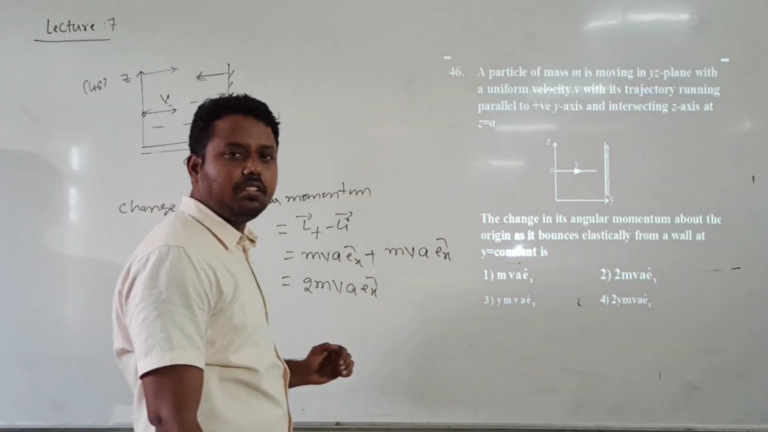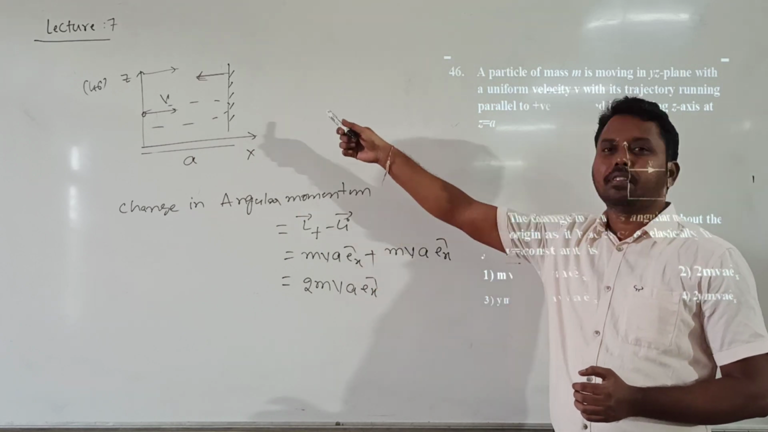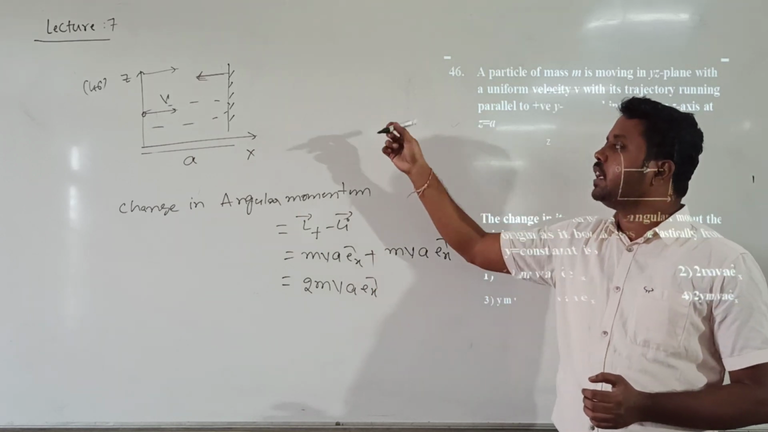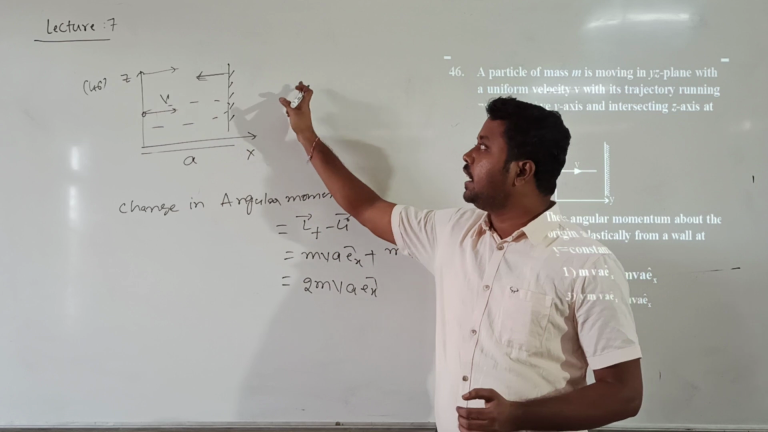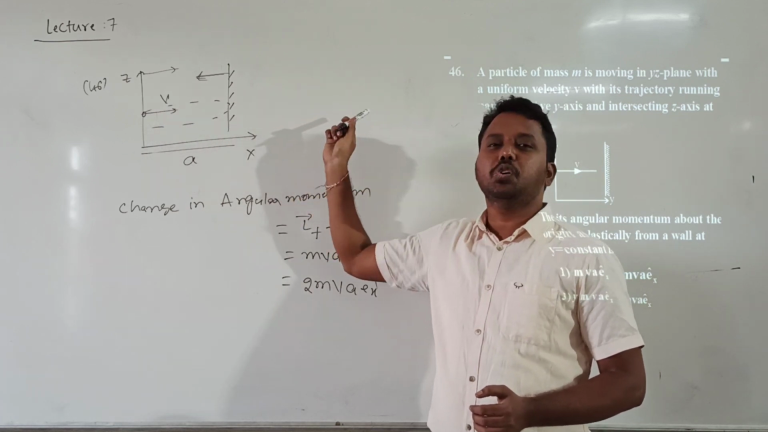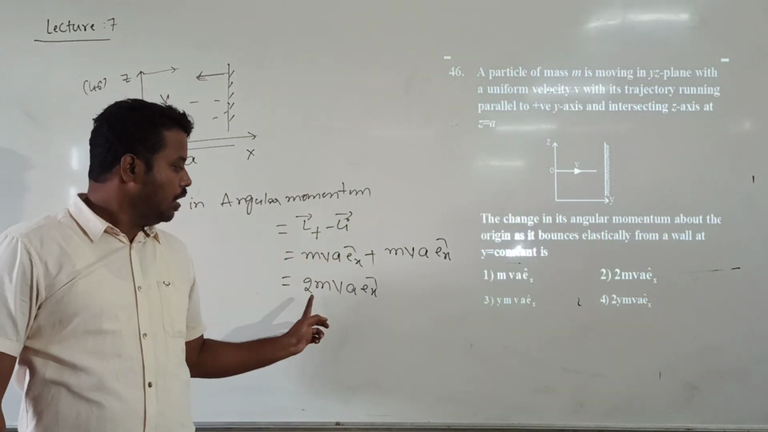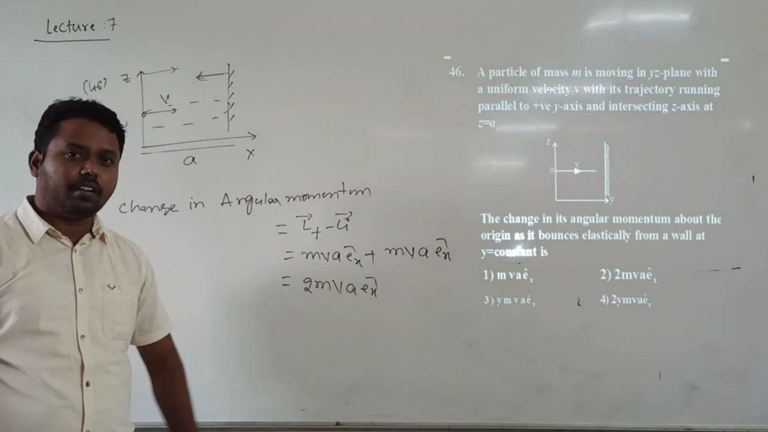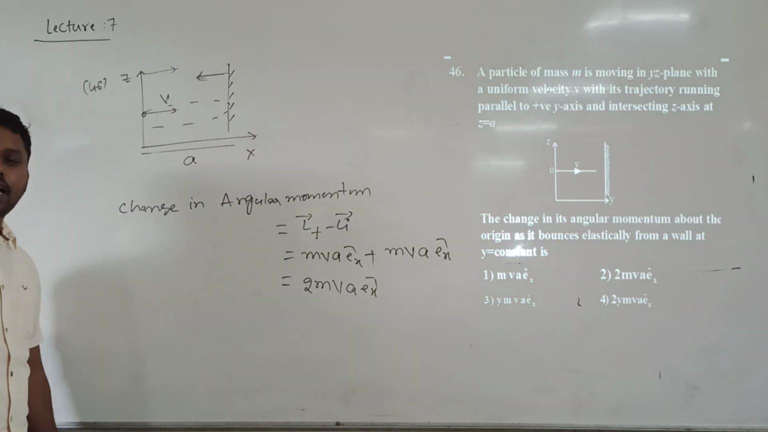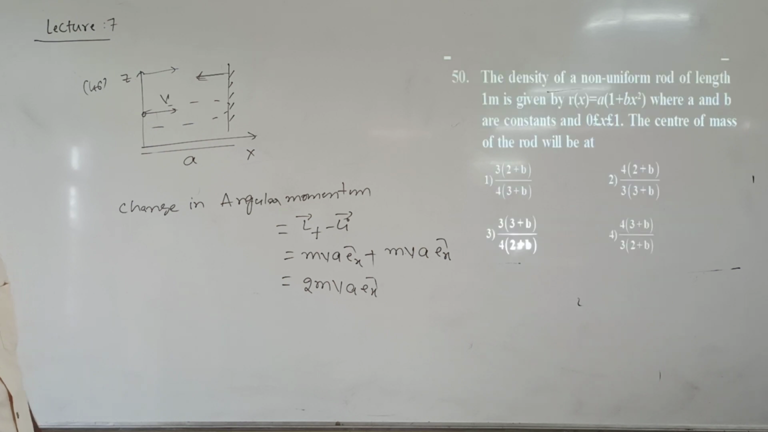Are you getting our question? Why did we take minus or minus plus for the velocity? While going up, it is going along the positive y axis, but while coming back, it is along the negative y axis. So if I take positive v while going and negative while coming, that's why we got the final value 2m into v into a into e along x. This is the final angular momentum. Question number 46.